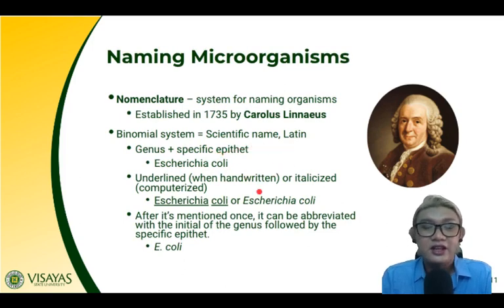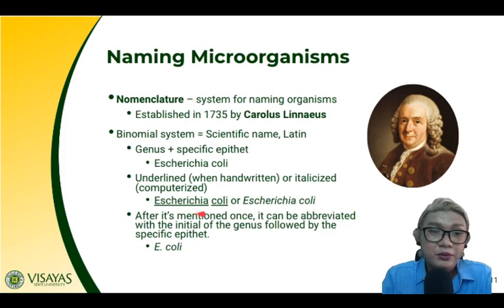Now, when you write the scientific name, I know that you already know this, but I am reviewing it. When it is handwritten, it should be underlined, and the line under the genus and the specific epithet should not be continuous. They should be separated. But when it is computerized, then you have it in italics. Now, when you are writing a report and you have already mentioned the name once in a particular paragraph, then when you mention it again, you don't need to write the whole scientific name, but you can just abbreviate the genus name, followed by the specific epithet.